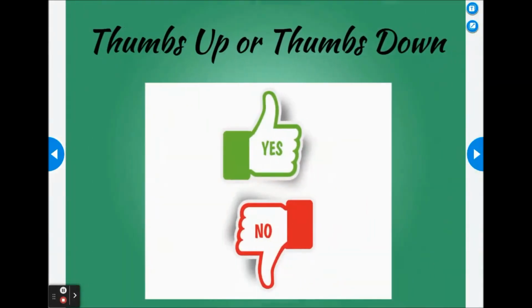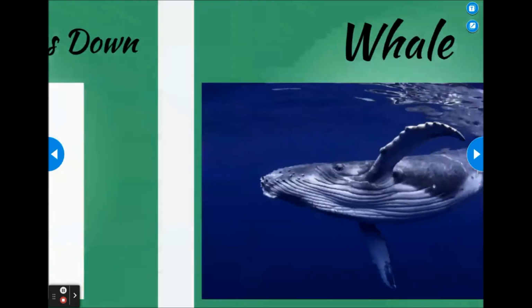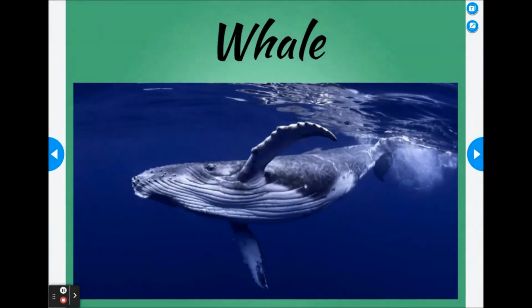Now it's game time. We're going to give thumbs up or thumbs down. We're going to look at some pictures of some things, and I want you to show me thumbs up if it is enormous, or thumbs down if it is not enormous. Remember, enormous means really, really big. Whale. Is the whale enormous? Thumbs up or thumbs down?